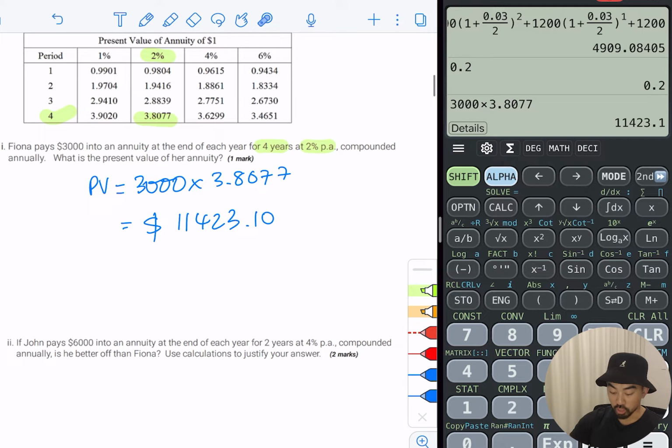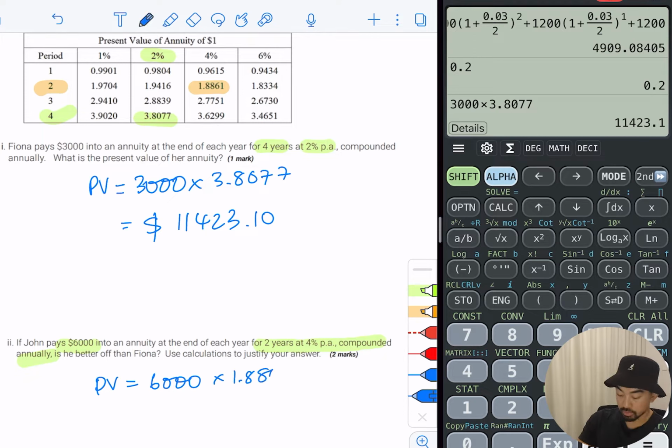Okay, part II. If John pays $6,000 into an annuity at the end of each 2 years at 4% per annum compounded annually, is he better off than Fiona? Okay, so let's have a look at this. So he's doing 6,000 compounded annually each year for 2 years at 4%. So let's just work this out. His present value is going to be 6,000. And what do we want? Well, we want 2 years at 4%. So that's going to be 1.8861.